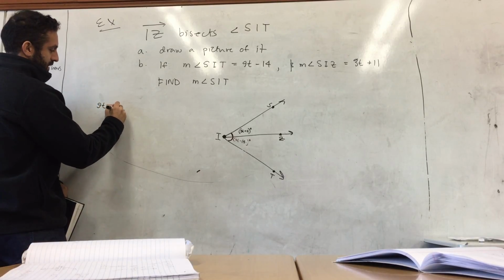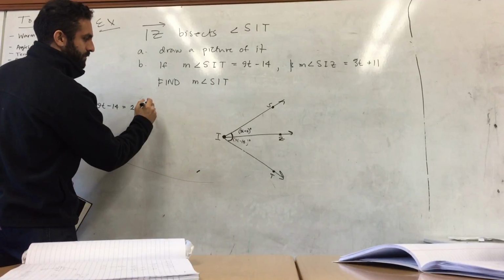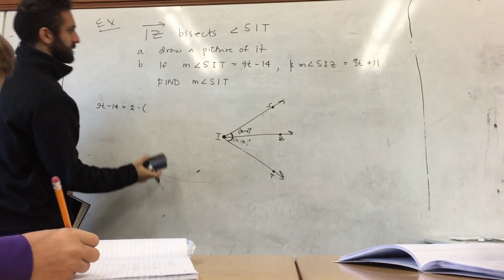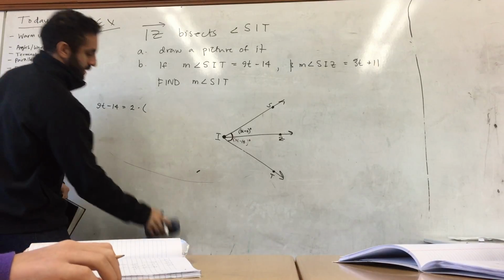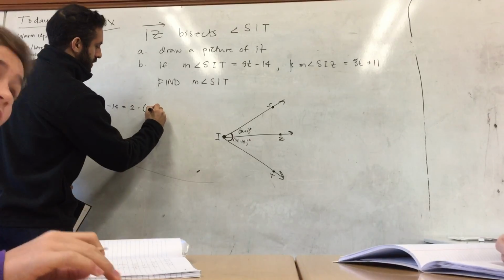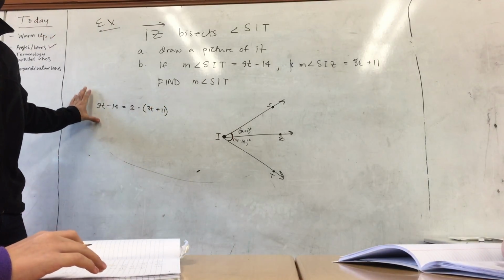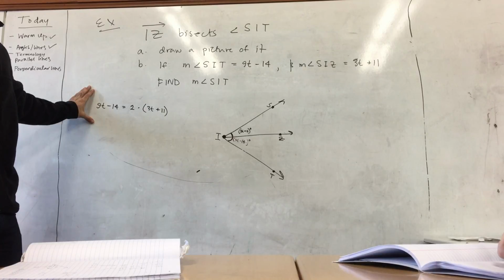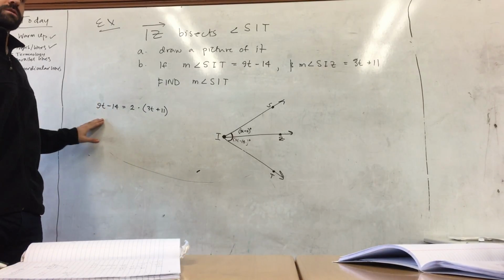9t minus 14 equals 2 times... Oh, sorry, not 19. Minus SIT is 19 minus 14. Yeah, that's right. 3t plus 11. Alright, I want you guys to just take a second to make sure you understand this. Isaac, do you understand where this came from?